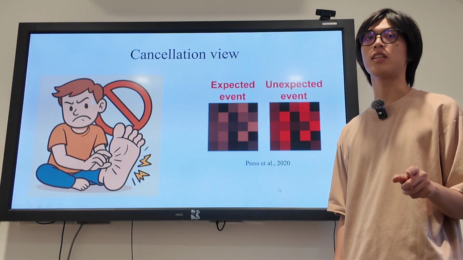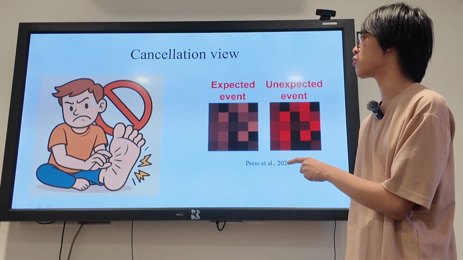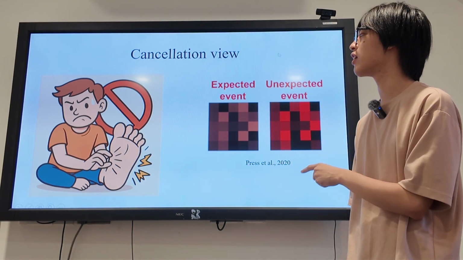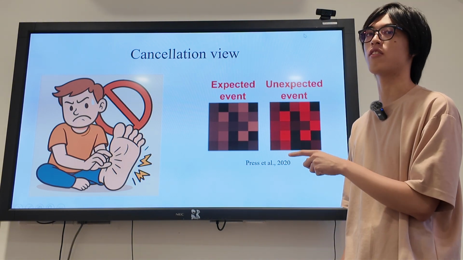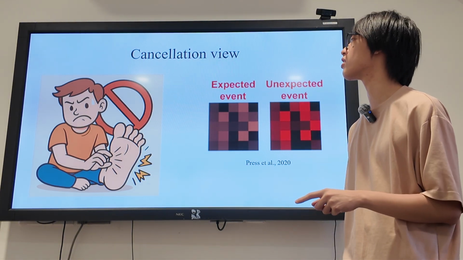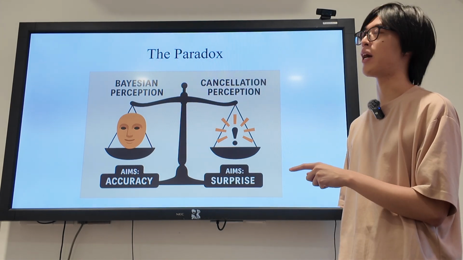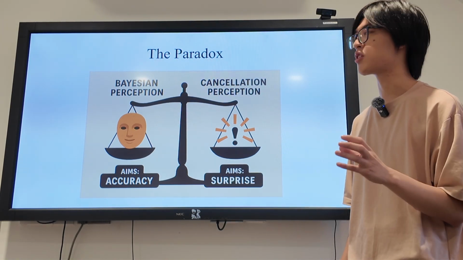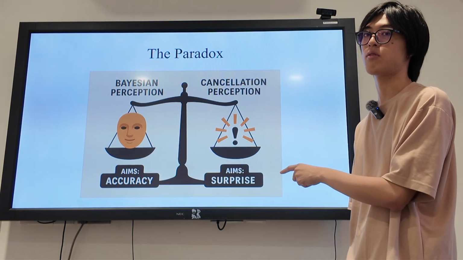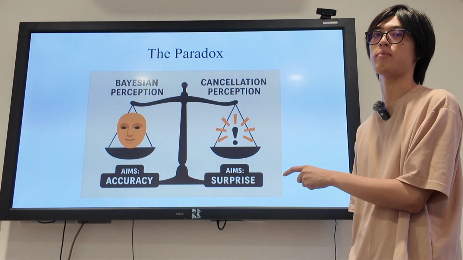The cancellation view says the opposite. The expected events are reduced so we can focus on more informative information with the unexpected event. And that is why you cannot tickle yourself. Your brain can always predict your own movement and then cancels it. So we land at a paradox. How can our perception both aim for accuracy and highlight surprise, which is more informative?